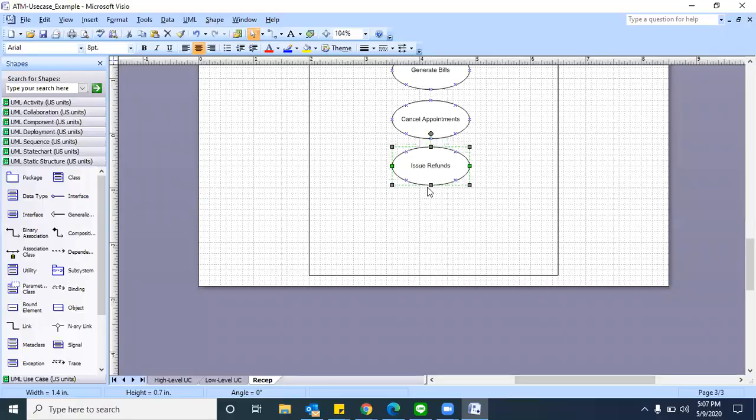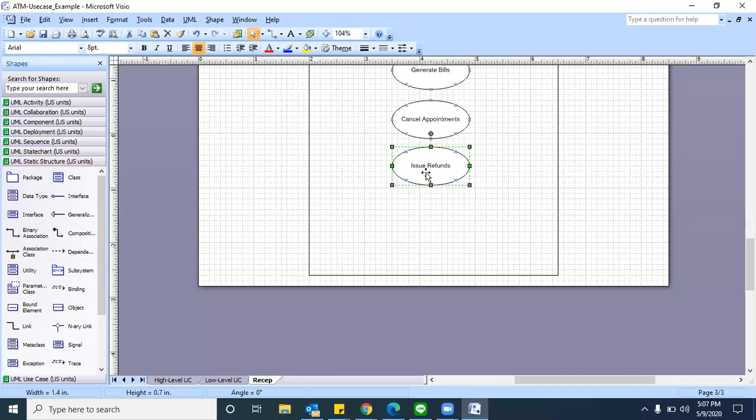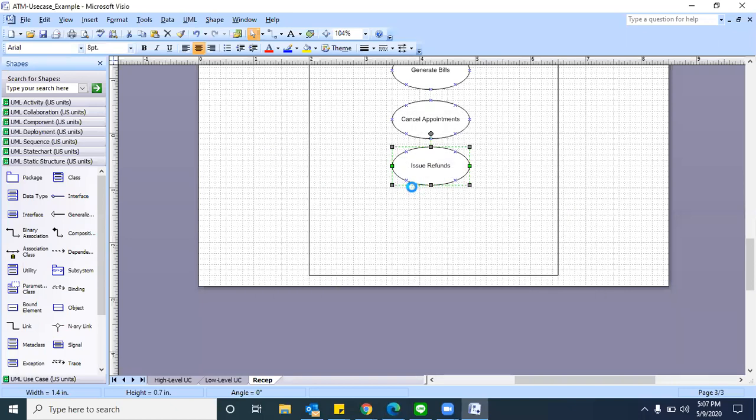What is next? I guess we're done, Akshay. Issue refunds. Maintain doctor's time slots, you missed. Yes, I thought you already mentioned it above. No, maintain doctor's time slots is not mentioned. Okay, it should be in the second. But we can go with any sequence, right? Yes, any sequence you can go ahead. That's the reason I'm writing this last. Okay.